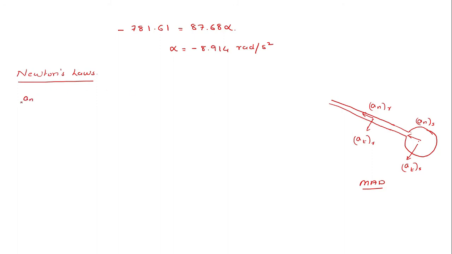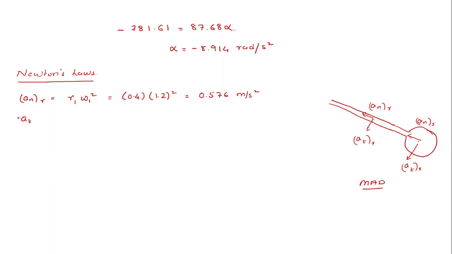Now a_n of the rod, okay, the normal component of the acceleration of the rod here, will be equal to r1 into omega1 square. Since it is undergoing pure rotation with respect to the point O here, this will be equal to 0.4 into 1.2 square, that is equal to 0.576 meter per second square. Now I am looking only at the magnitude here.